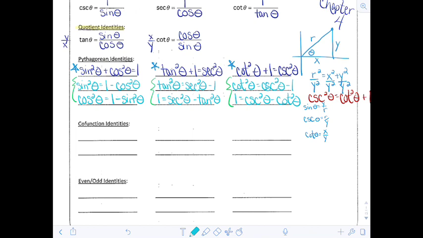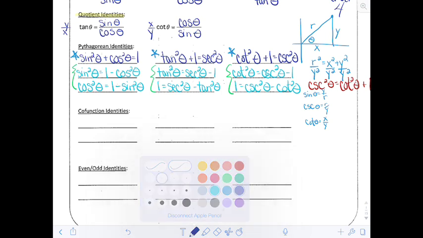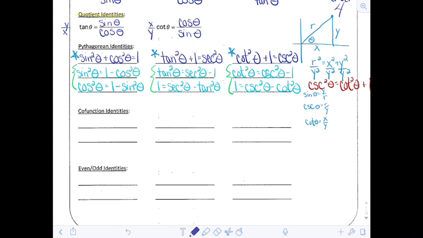Okay? All right, the second type of identity we're going to talk about are co-function identities. So co-function identities are kind of easy to remember because they go with their function and their co-function. The first one we're going to talk about is the sine of theta, and the co-function to sine is cosine.